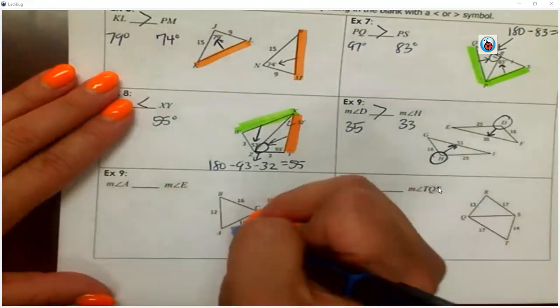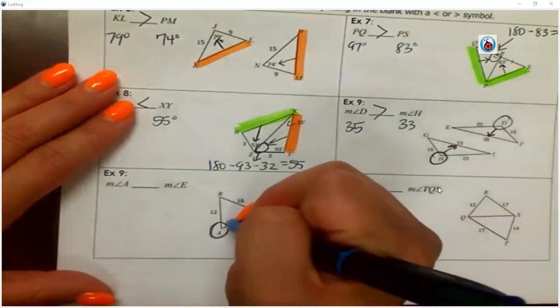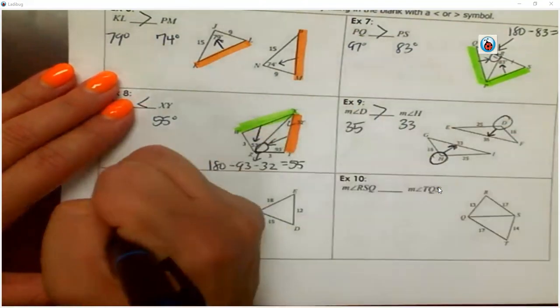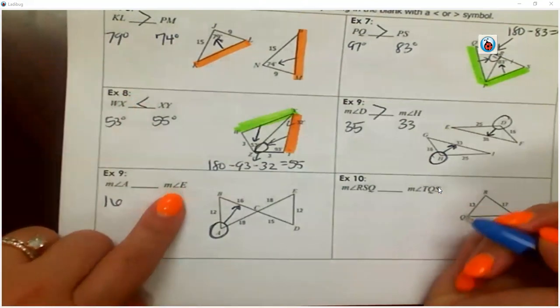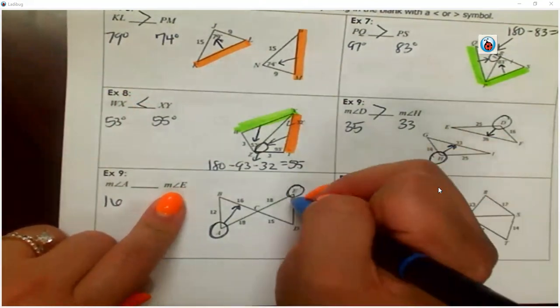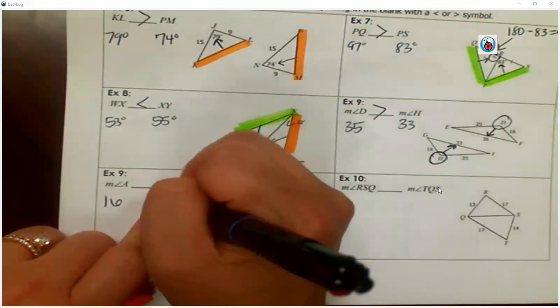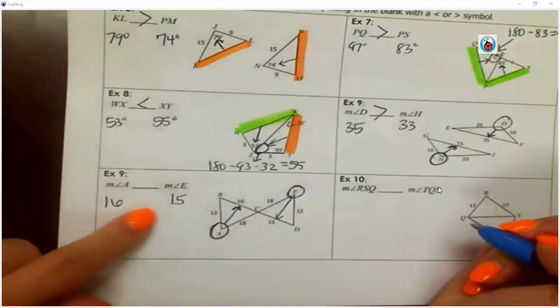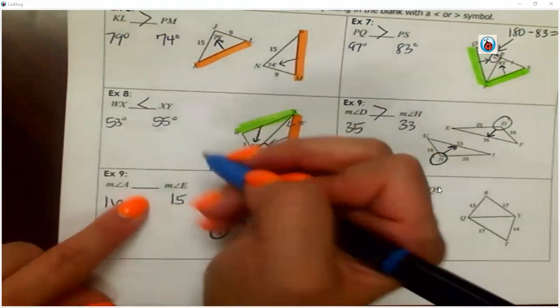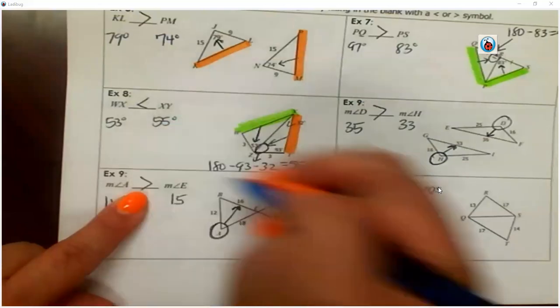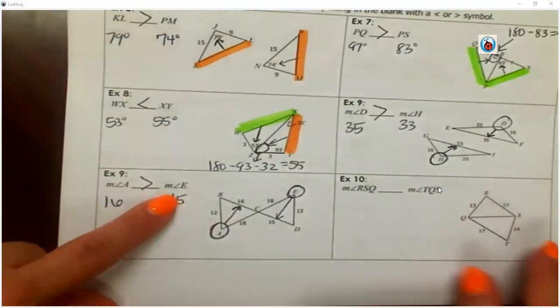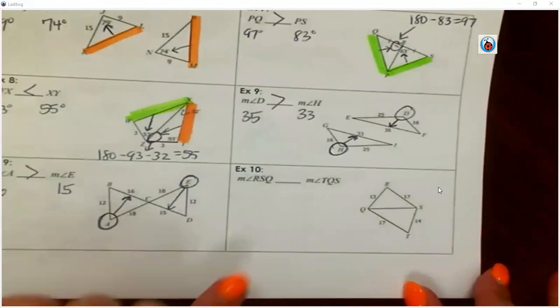Example 9. You have the measure of angle A and the measure of angle E. The measure of angle A would be right here, so the opposite side of that one would be 16. And the measure of angle E, which is right here, the opposite side of that would be 15. When I compare, 16 is greater than 15, so the measure of angle A is greater than the measure of angle E.